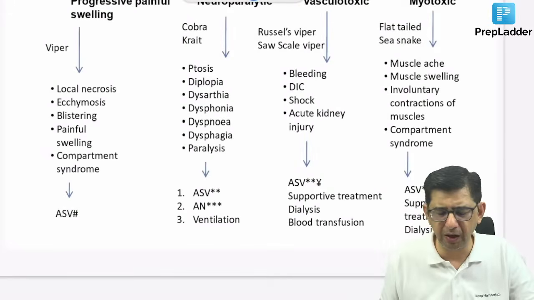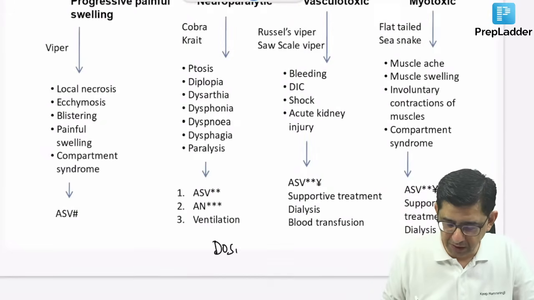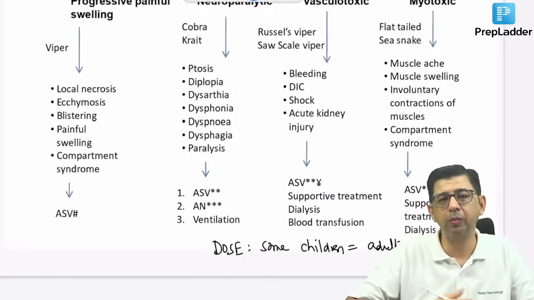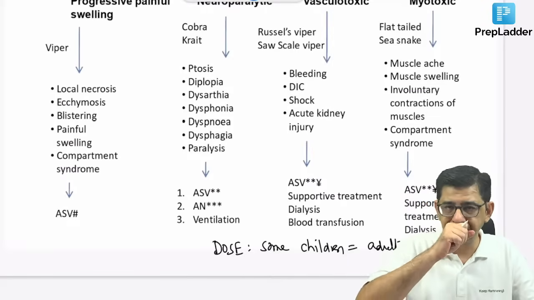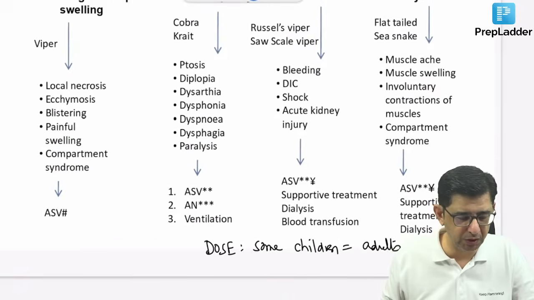The standard part is ASV, and the dose of anti-snake venom, that is 10 to 20 vials, is the same for both children as well as for adults. The logic behind that is simply that the amount of poison that will go into the body of a child will be equal to the amount of poison that will go into an adult. So that 10 to 20 vials that we're talking about would be a universal dose.